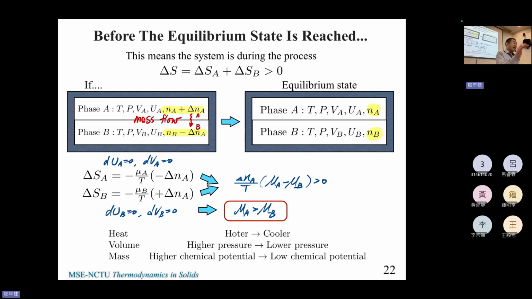And you can do exactly the same procedure, and then you will find that, okay, heat flows from higher temperature to lower temperature, and volume from higher pressure to lower pressure. Okay, this is really interesting a way to see how the properties flow to reach the equilibrium state.